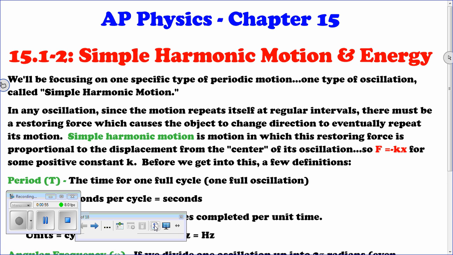Simple harmonic motion is motion in which the restoring force, the force that brings your object back to its starting place, is proportional to the displacement from the center of its oscillations. And we've seen this a gabillion times, right? F equals negative kx. So any type of spring, well, I shouldn't say any type of spring, any ideal spring is going to exhibit simple harmonic motion. And we know that k is the spring constant, right?